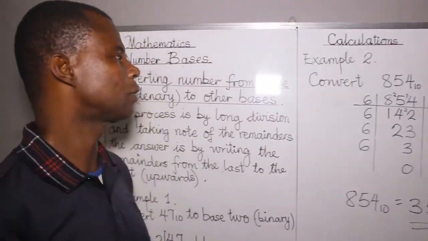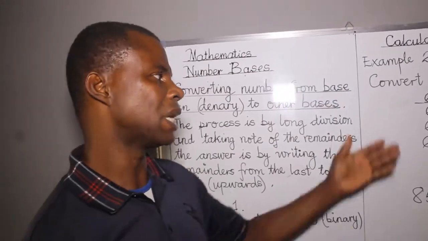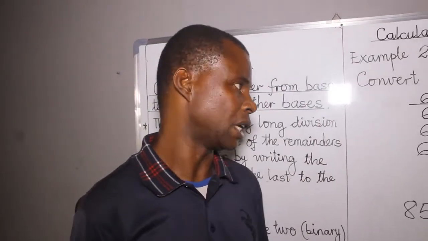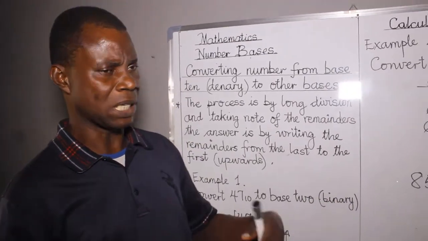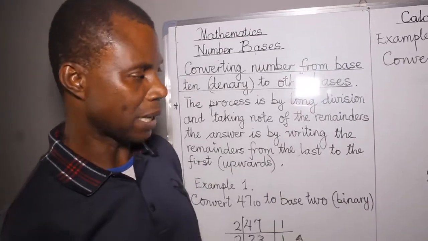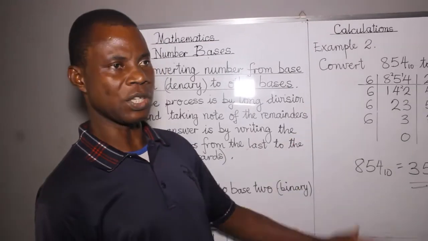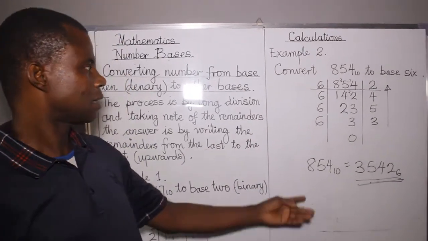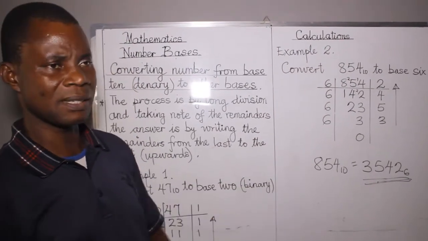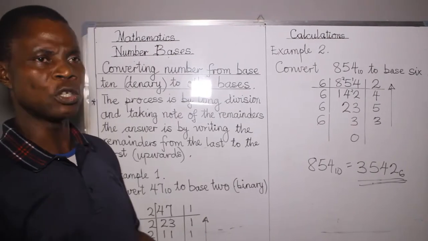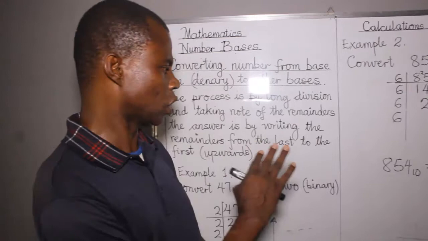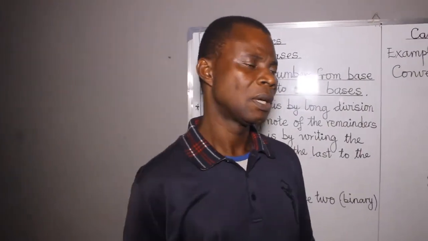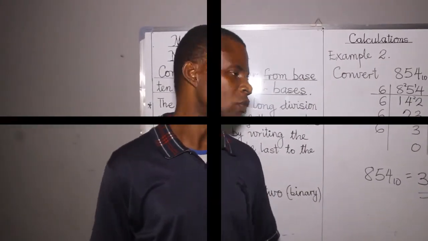That's the end of converting numbers in base 10, which is denary, to any other base, base 2, base 3, base 4, base 5, base 9, any one you are given. This is the procedure. Please kindly watch this over and over and use it in solving the questions. They are very simple. Just follow the procedure. With this, we've come to the end of today's class.